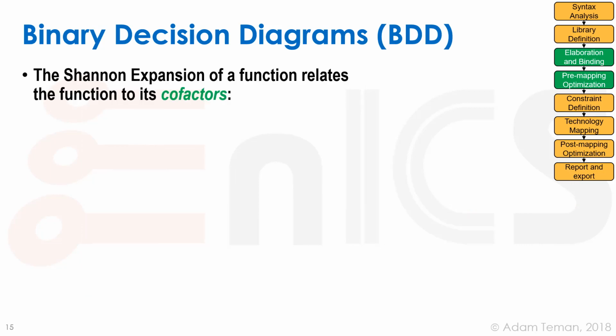Another property that I just want to point out of the binary decision diagram relates to the Shannon expansion theorem. So the Shannon expansion of a function relates the function to its cofactors. Cofactors are also very important computational Boolean algebra things that you can do, things like find the derivative of a Boolean function with them.